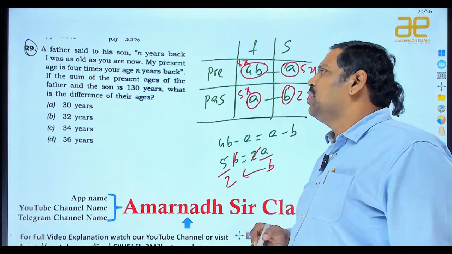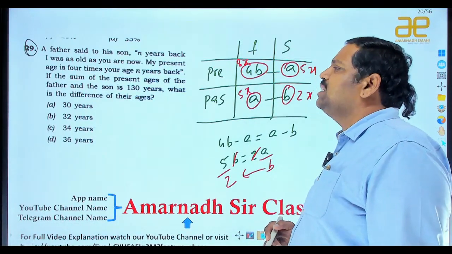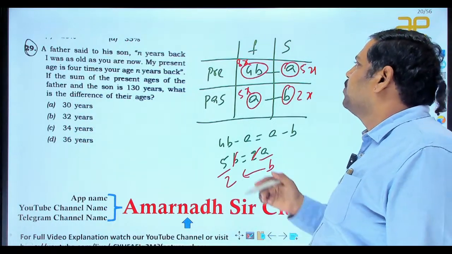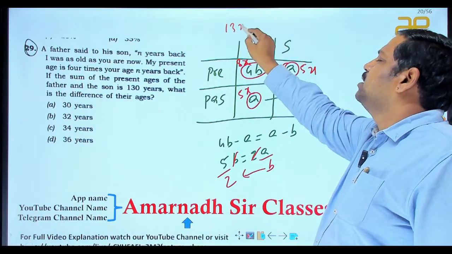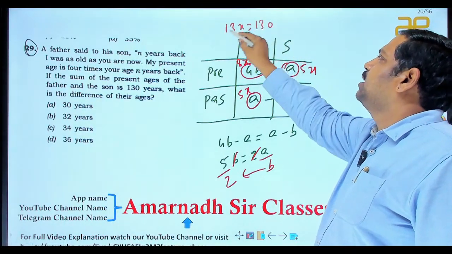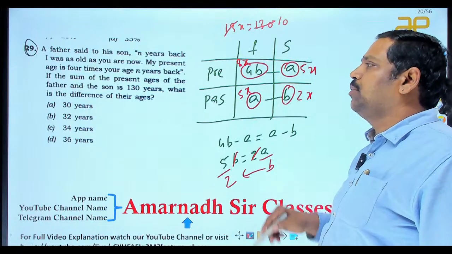Next statement: the sum of the present ages of the father and the son is 130. Present ages means this is 8x and 5x. Sum is how much? 13x. He specified it is 130, so 13 times 10. X value is 10.